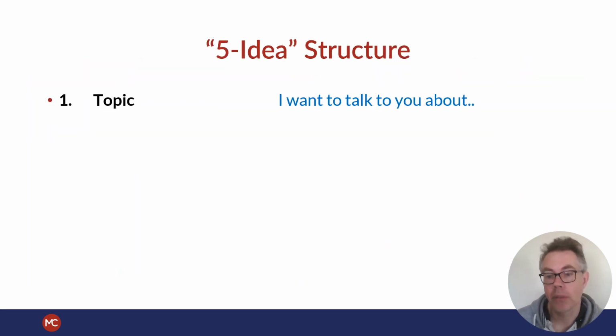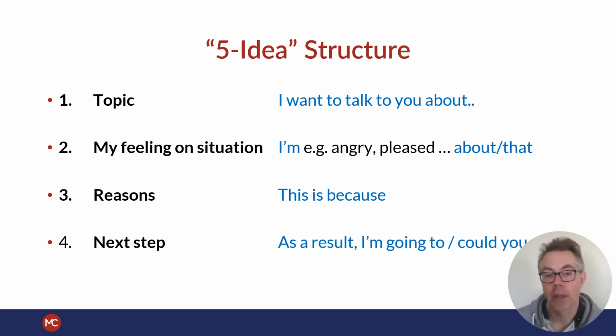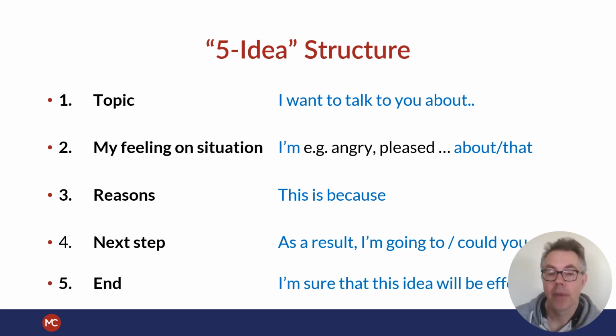Topic, I want to talk to you about. My feeling on the situation, I'm angry or pleased about, or that, and then describe the situation. Reasons, this is because. Details from the task. As a result, I'm going to, or could you, the next step, depending on whether you, I, or the other person, has to do something or should do something. And I'm sure that this idea will be effective. So that's just a standard phrase to finish it off at the end. Sorry about cutting off that final word. I'm sure that this idea will be effective.